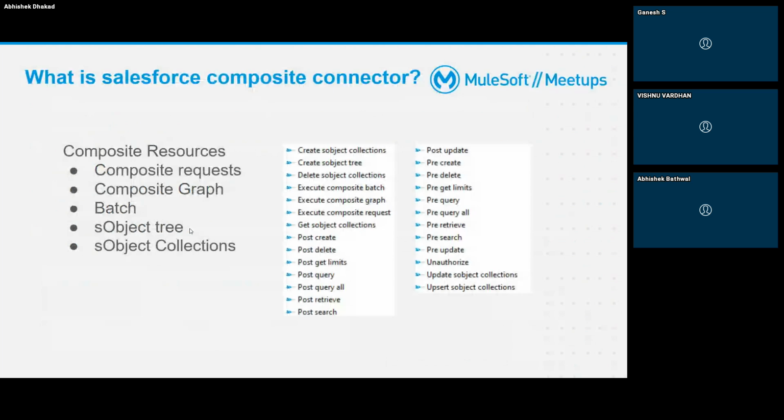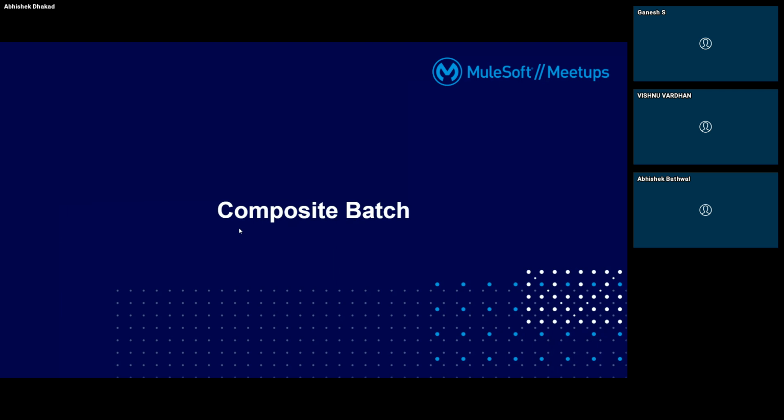Then, what is Salesforce Composite Connector? Mainly from the MuleSoft side, we use Composite Request, Composite Graph, Batch, S Object Tree, and S Object Collections. If you see on the right side, we have many operations, but mainly we use these 5 operations more frequently. So we are going to cover these operations. So let's start with composite batch.